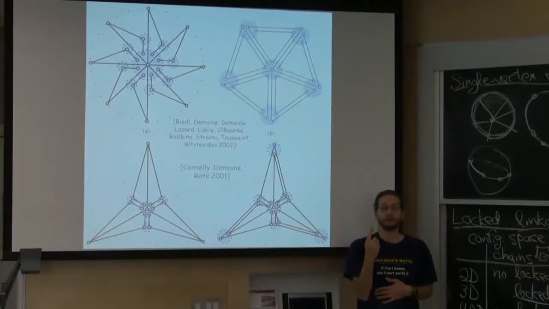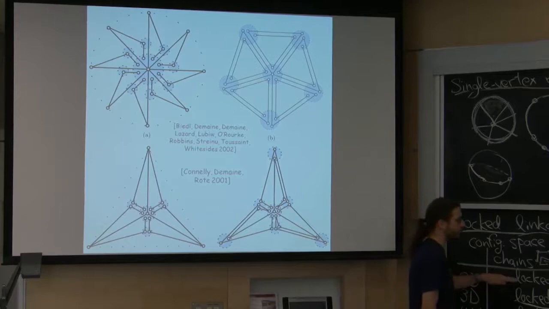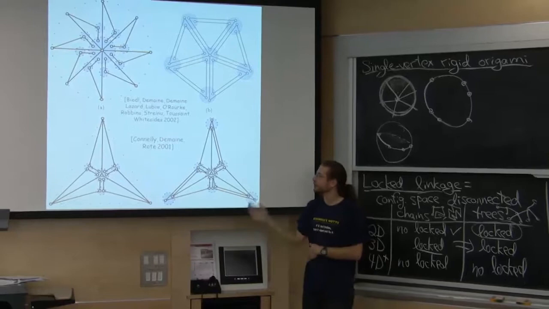So in the Carpenter's rule theorem where we said maximum degree two, it's really tight, and as soon as you add one vertex of degree three, you can be locked. That was the point of this example.